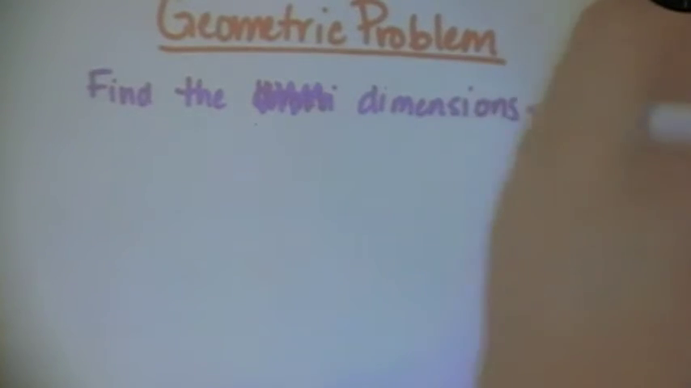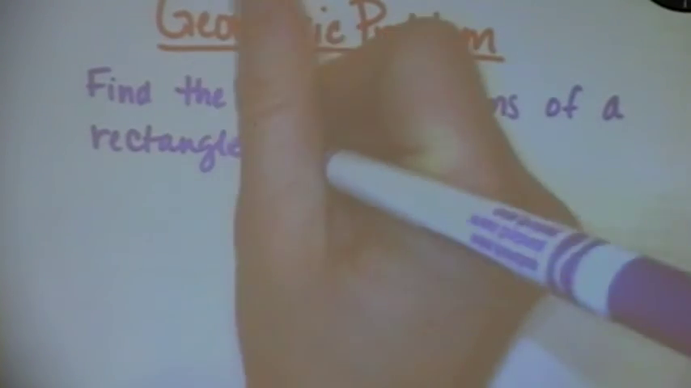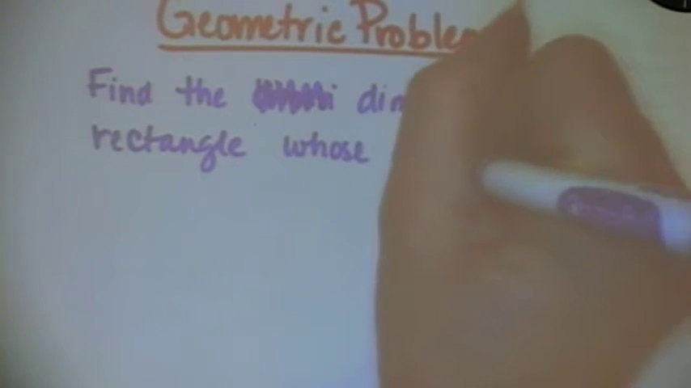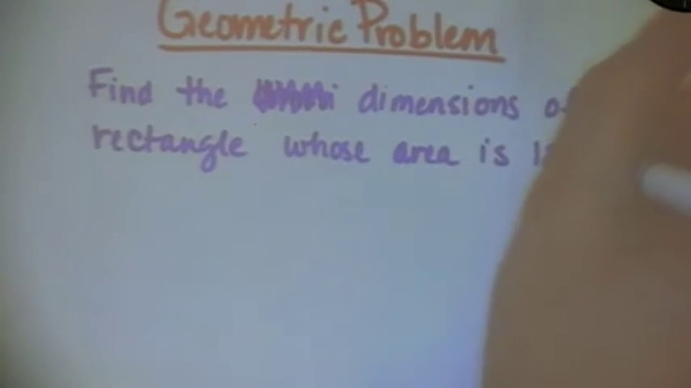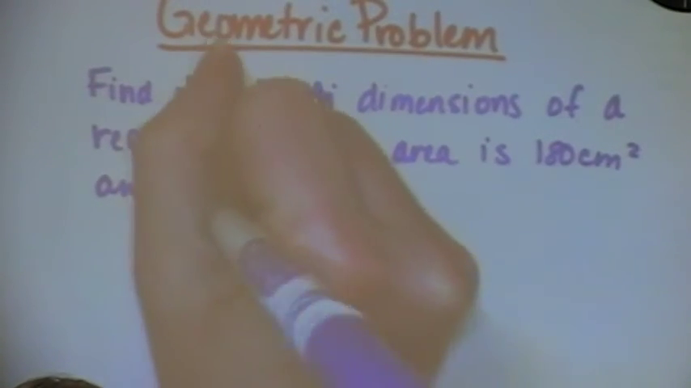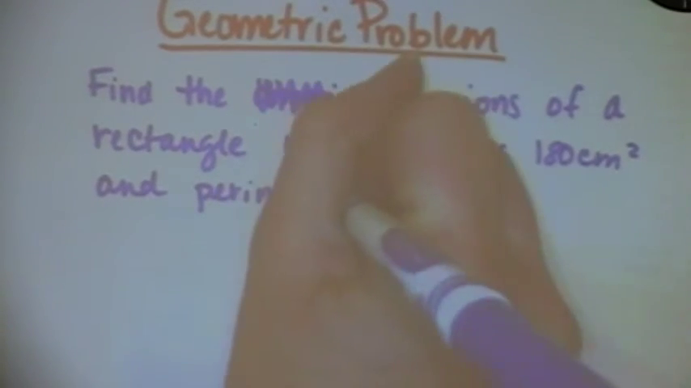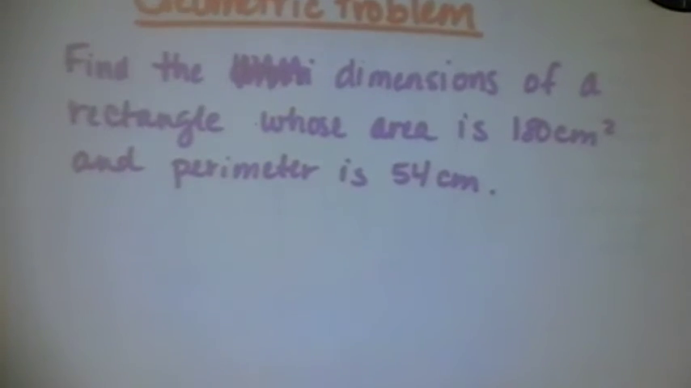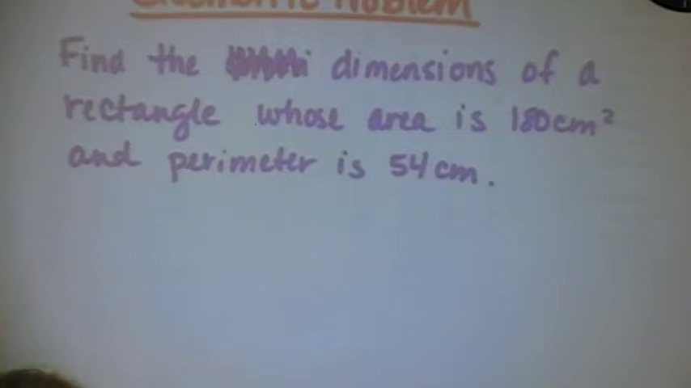Dimensions. Go. Okay. Find the dimensions of a rectangle whose area is 180 centimeters squared and whose perimeter is 54 centimeters.